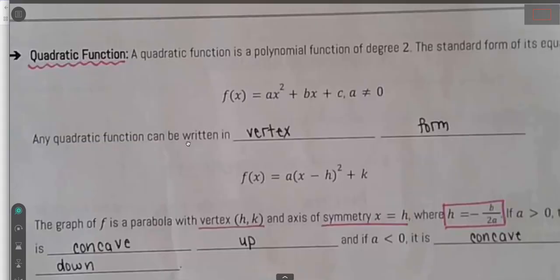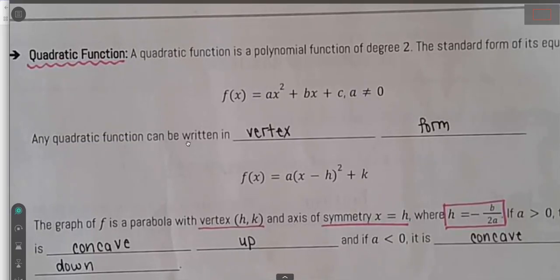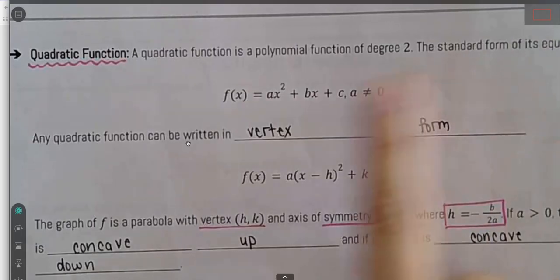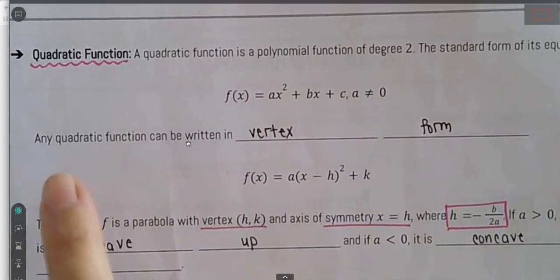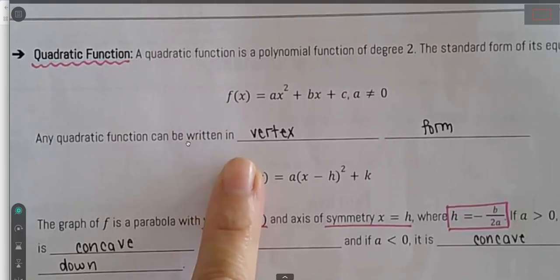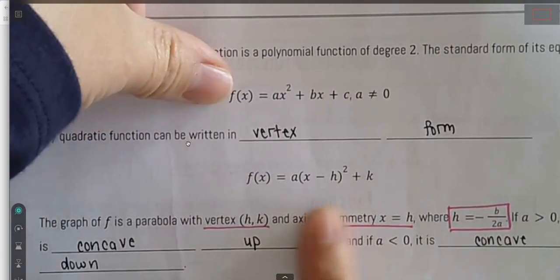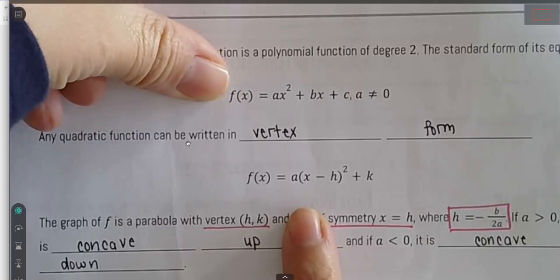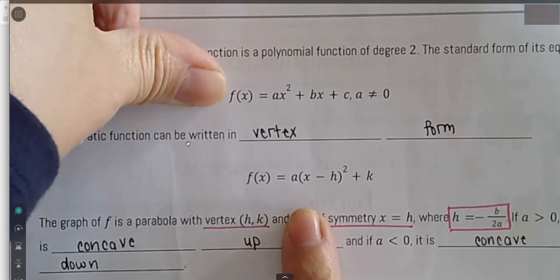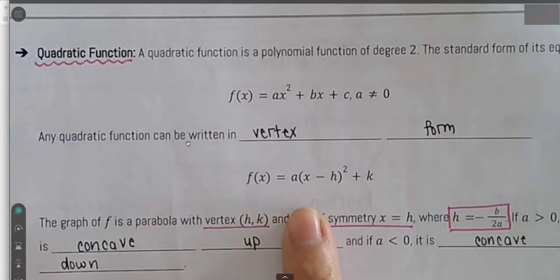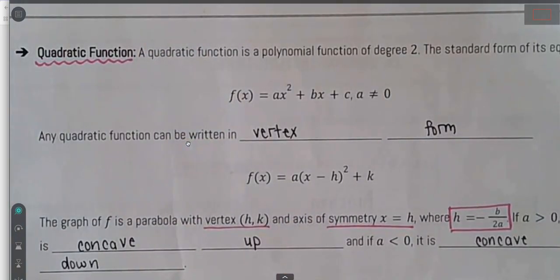All right, quadratic functions. A quadratic function is a polynomial function of degree 2. The standard form of its equation is this. Any quadratic function can be written in vertex form, which looks like this. Are you guys all familiar with standard form and vertex form? You guys have seen this? Okay. Standard form comes in handy if you're trying to use the quadratic formula. Vertex form is more useful if you're trying to graph it because you can more easily see the vertex.